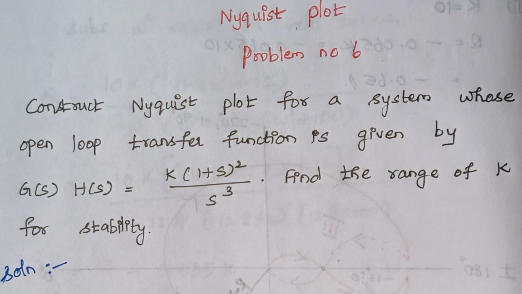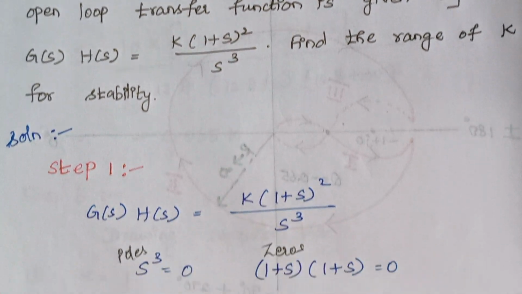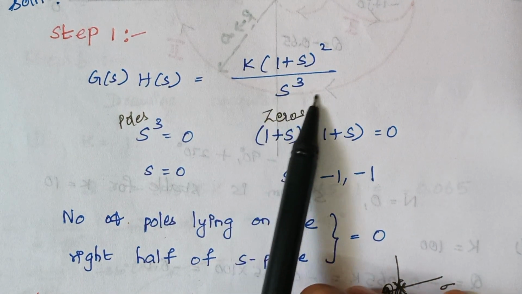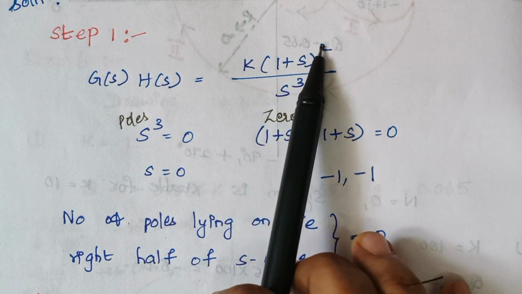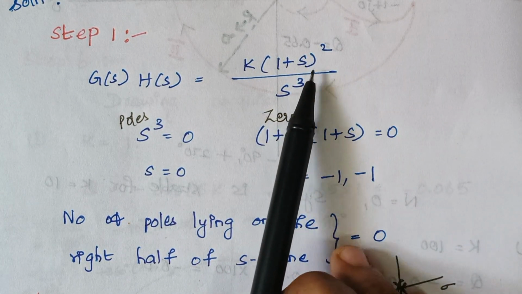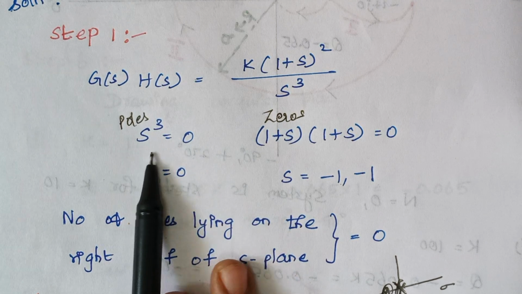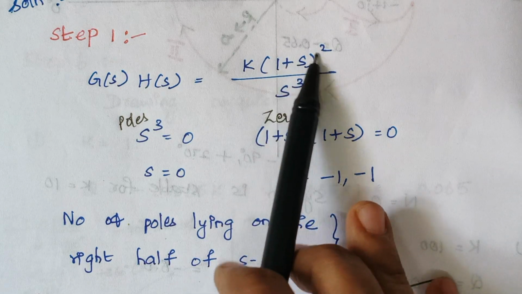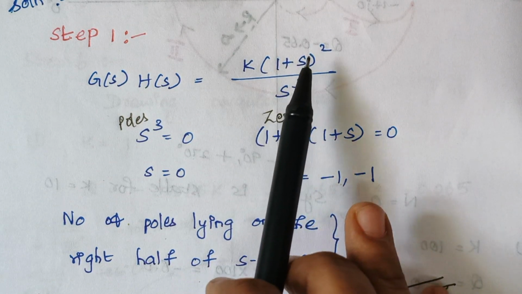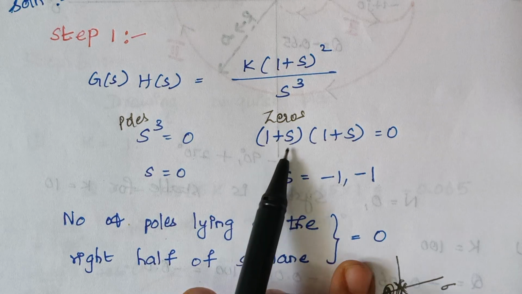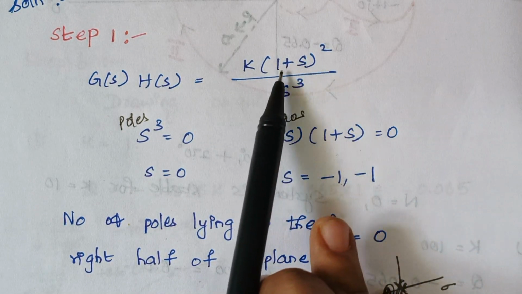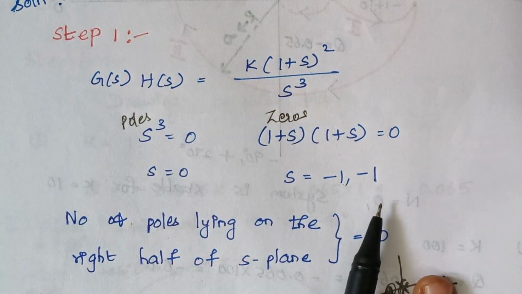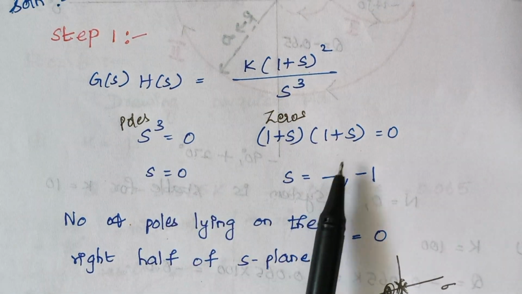The first step is finding the number of poles lying on the right half of S plane. So here this is our problem. The denominator term represents poles and the numerator term represents zeros. In the denominator I have S cube, so when I equate this to 0, the value of S is 0. Again, these are known as zeros. So I equate this term to 0: 1 plus S, because I have (1 plus S) the whole square. Once I solve, the value of S is minus 1 and minus 1. These are poles and these are zeros.